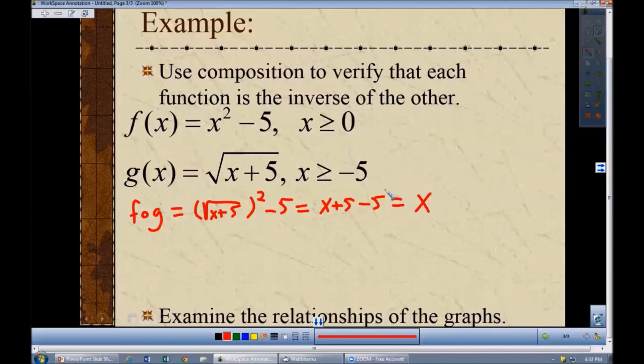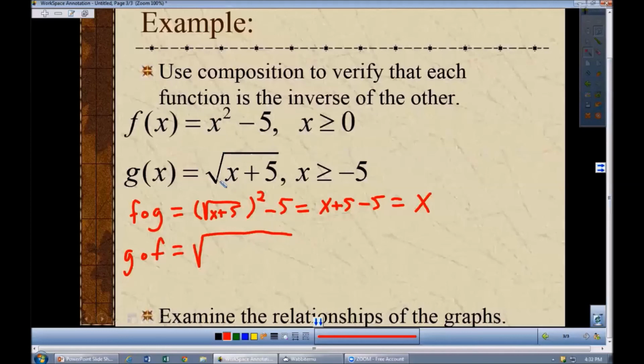So we're halfway to verifying that these are inverses of each other. We also need to do g composed with f. So I'm going to let g swallow up f. That is, in the g function, everywhere I see x, I'm going to replace it with f of x.